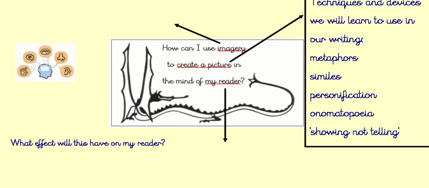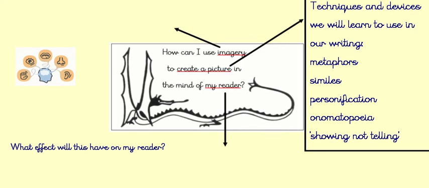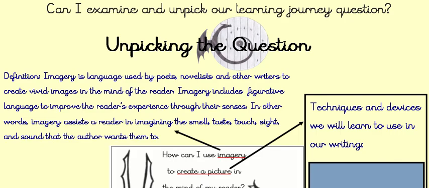Take 2 minutes now to have a think about those different sections. Could you think of a definition for imagery? Can you think of some other techniques and devices we will learn to use in our writing? And think about the effect with all this description that we want to have on the reader. Just try that for 2 minutes. Okay, let's have a little think now.